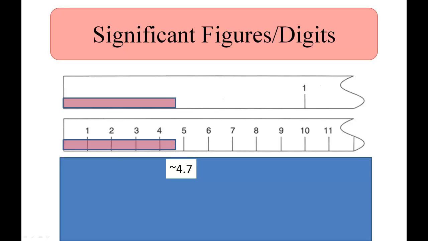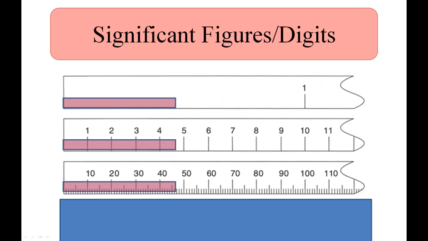Notice now we have 2 digits in our answer, the 4 and the 7. So we estimated that 7. The 4 we know, the 7 we estimated. Now we're getting more and more graduations on our measuring device. So I know now that it's not only 45 or 46 or 47, it's somewhere between 46 and 47 and really close to the 47. So I'm going to guess around 46.9. Notice that each time that we went through this, we got more and more precise in our measurements.